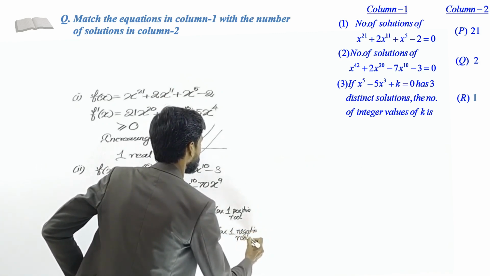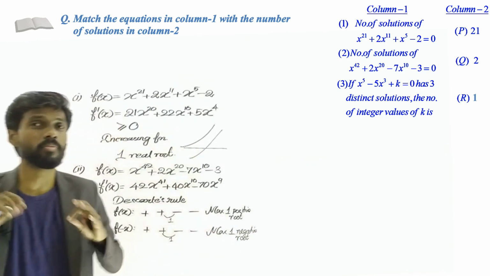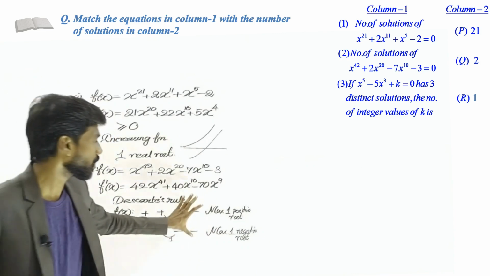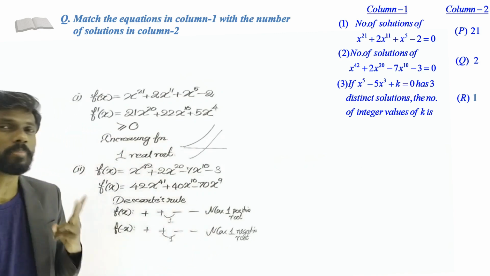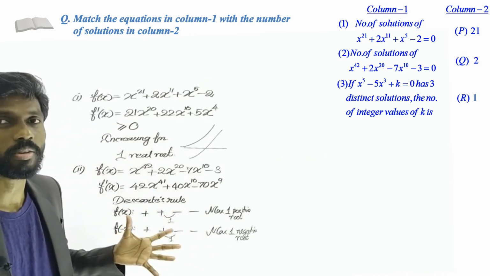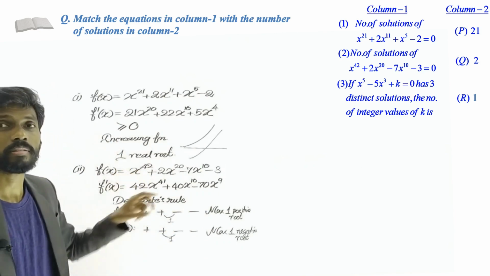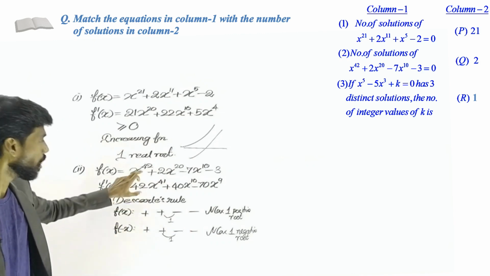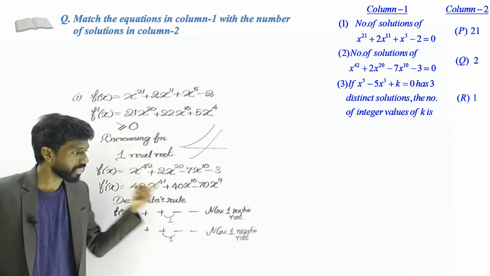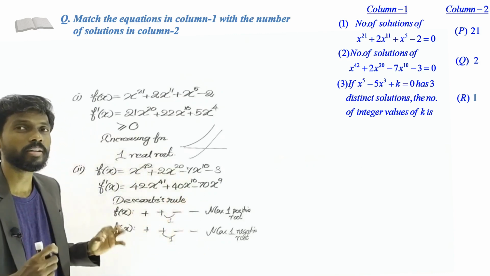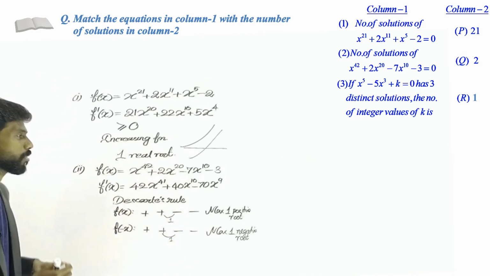But this Descartes rule does not give you the exact number of roots. Maximum one positive root, maximum one negative root. That means this equation can have a maximum of two real roots, one positive and one negative, or it can have zero. It cannot have one real root, because it is an even degree polynomial. So it will have an even number of real roots only, not an odd number, because again imaginary roots should always be in pairs. So it can have either two real roots or no real root. Now how will you know whether it has two real roots or zero real roots? For that we have to use something different.